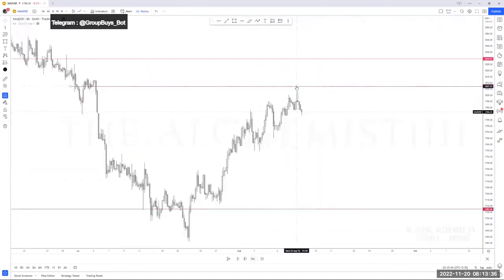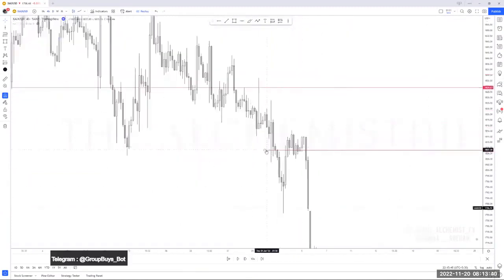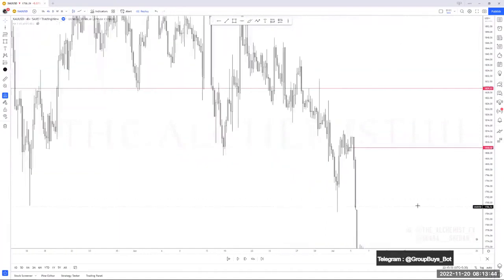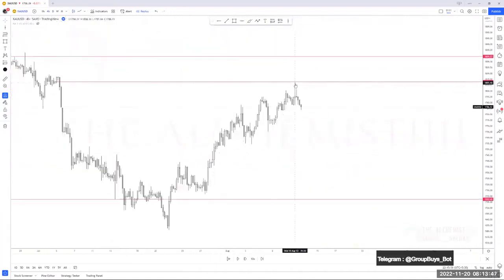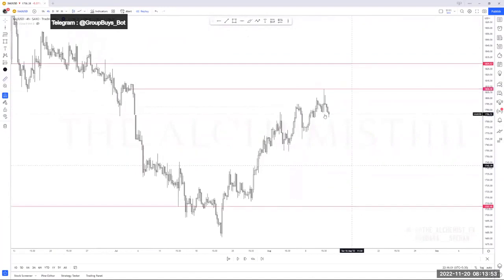So I got the high risk entry from right here. I refined this monthly point of interest into this open close level on the 4 hour. So you can see what happened. Tapped, boom, right away. Look at that. Bullseye. 250 pips right away. Breakout structure.